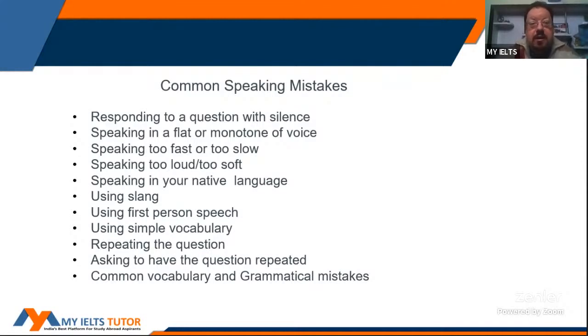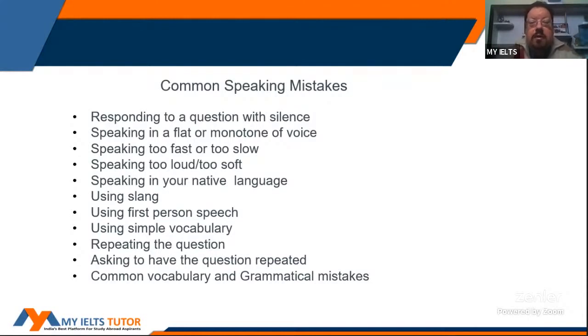Another thing is you don't want to speak too fast, because when you speak too fast, it's going to be hard for the listener to keep up with you. It's also going to be hard for you to keep up with your thinking as well. Another thing is that it's going to affect your pronunciation.